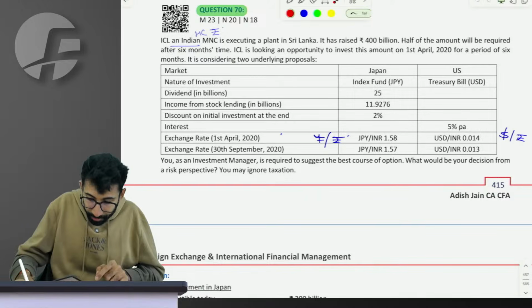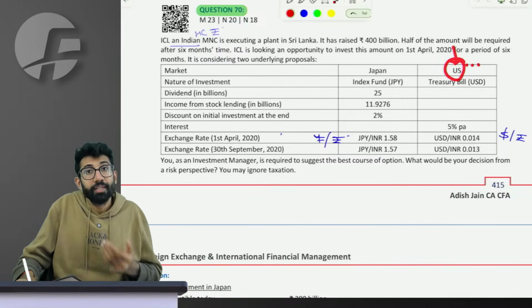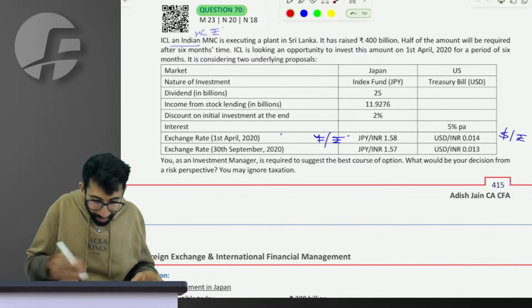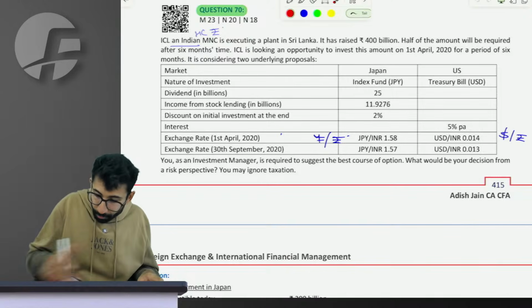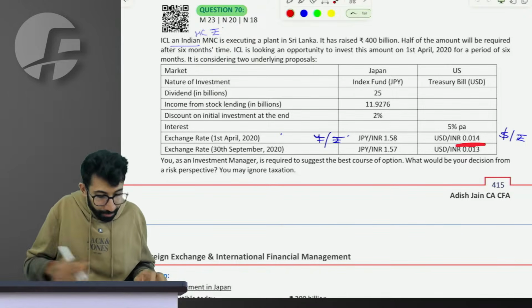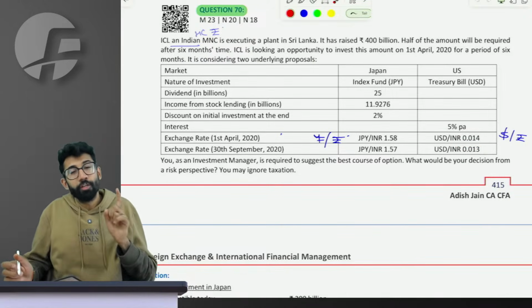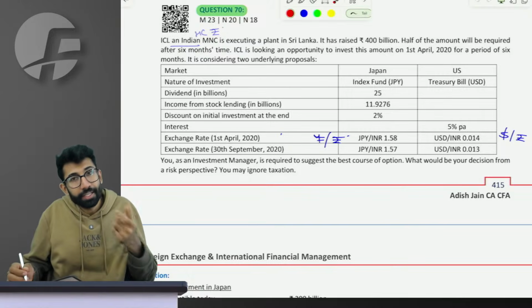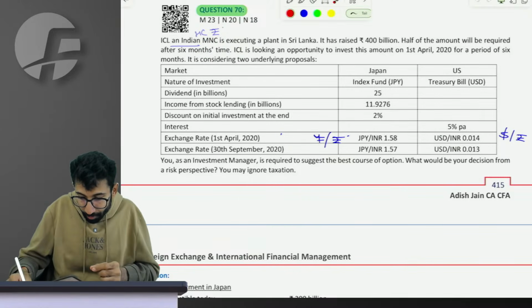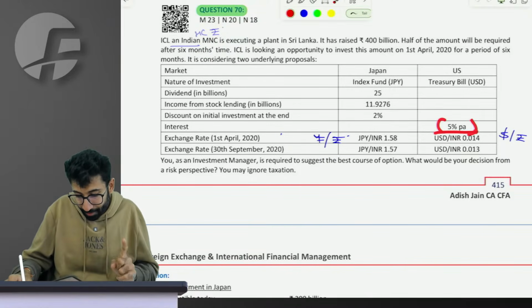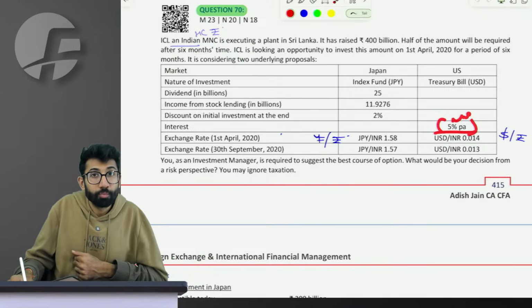Now let's check, rather than that, if you invest in US, then what will be the case? Sir, I have 200 rupee multiplied by 200 billion multiplied by 0.014, which gives me 2.8 billion invested in USD, which will earn me 5% for the entire year, for a period of 6 months. How much will it be?